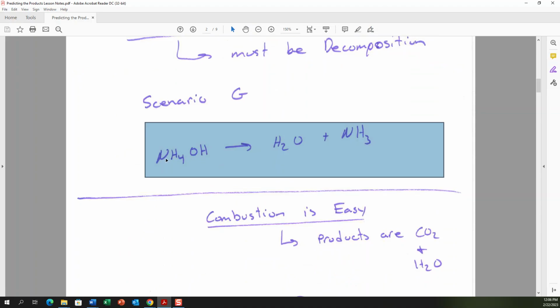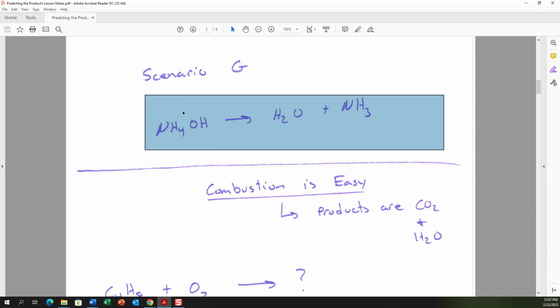Now, 1 nitrogen, 1, 2, 3, 4, plus 5, 1. So we got 5 hydrogens on each side, 1 oxygen, 1 oxygen. It's balanced. That's our equation, scenario G, okay?